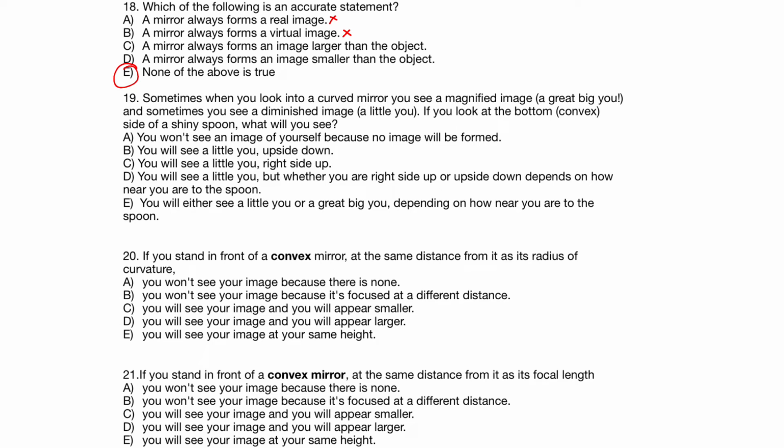Next, number 19. Sometimes when you look into a curved mirror, you see a magnified image, and sometimes you see a diminished image. If you look at the bottom or the convex side of a shiny spoon, what will you see? Take note that the convex mirror will always show a virtual and smaller image. So for number 19, our answer here is letter C. You will see a little you because it is a convex, right side up. So for number 19, that would be letter C.